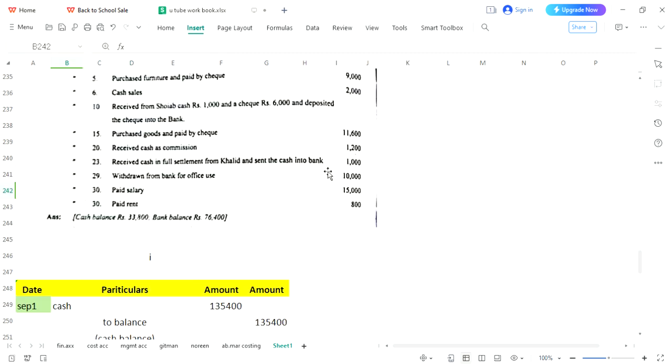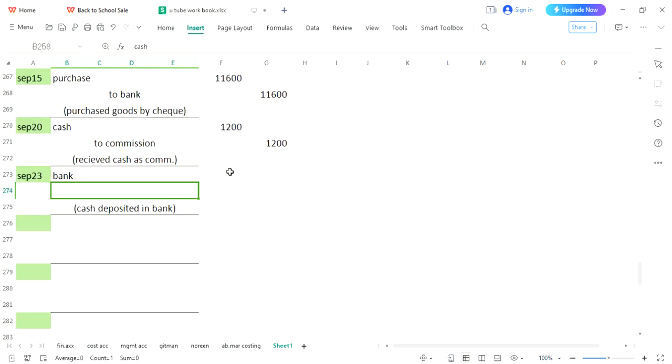Please note it down, September 23rd. From whom you are receiving this cash? Khalid. Khalid was the person from whom amount was receivable. He was your asset. Now amount has been received. He is no more asset, no more account receivable. Asset decrease. Decrease in asset should be credited. So you will name Khalid on credit side.